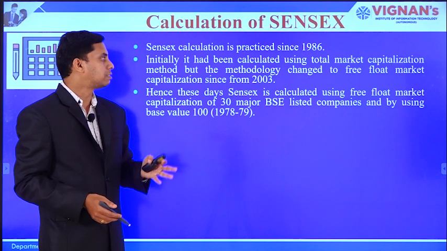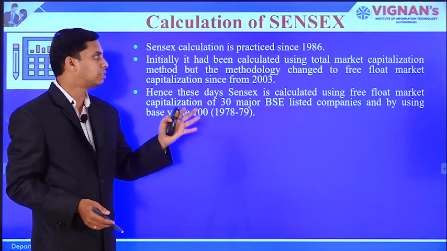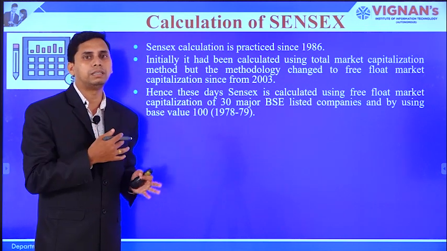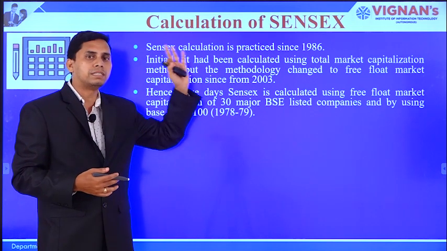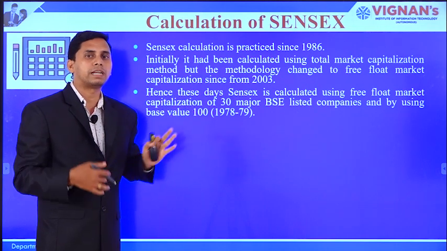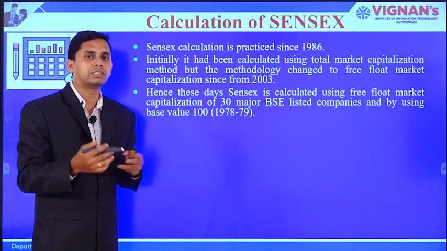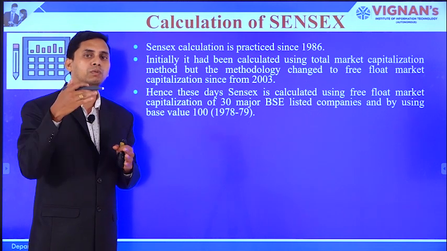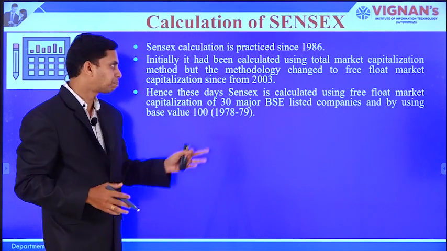Hence, these days Sensex is calculated using the free float market capitalization of 30 major listed companies. Let us recall the basis for inclusion in this list. All these parameters must be satisfied, like industry topper and market capitalization requirements, then only a company will be qualified for inclusion in the calculation of the Sensex value.